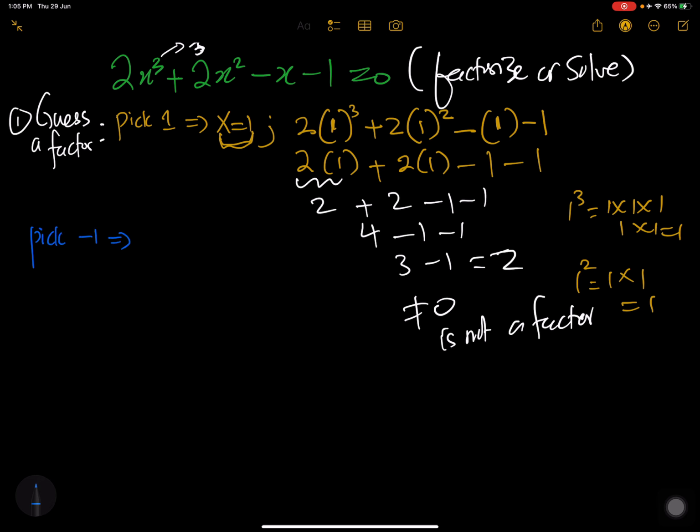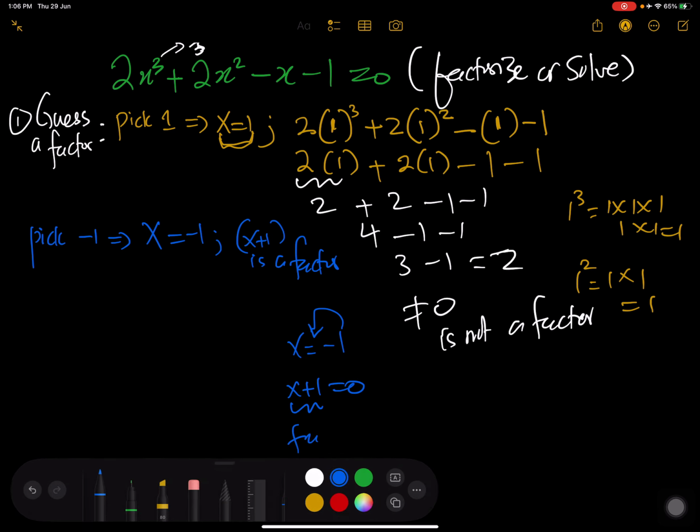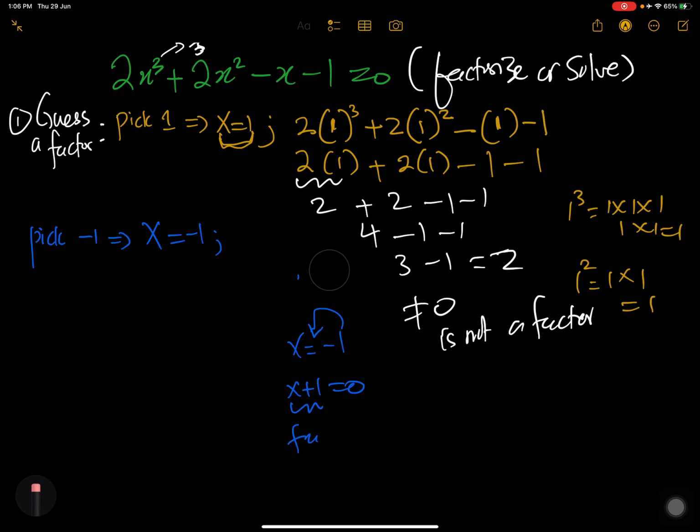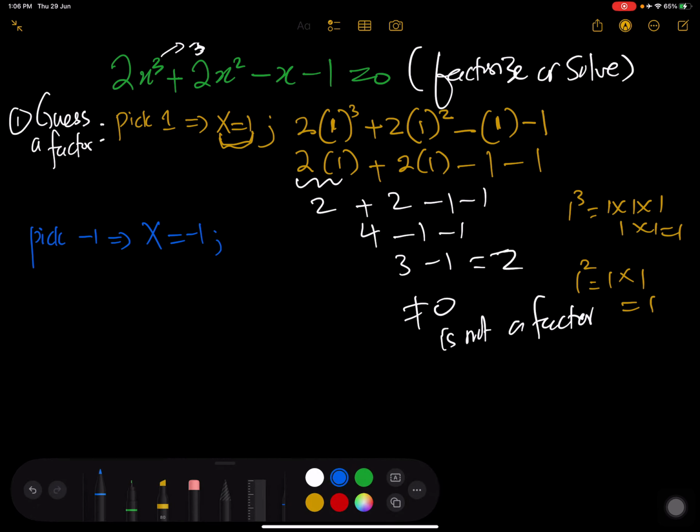If we pick -1, we are saying that x is equal to -1. And if x is equal to -1, we are saying that x plus 1 is a factor. That's what we are saying. x plus 1 is, because if you have x equal to negative 1, the 1 can come here and you get x plus 1 is equal to 0, and this is a factor. That's all we are saying there. All right. So if x is equal to negative 1 and we plug it in and we get the whole thing to be 0, then x equal to negative 1 is a factor.